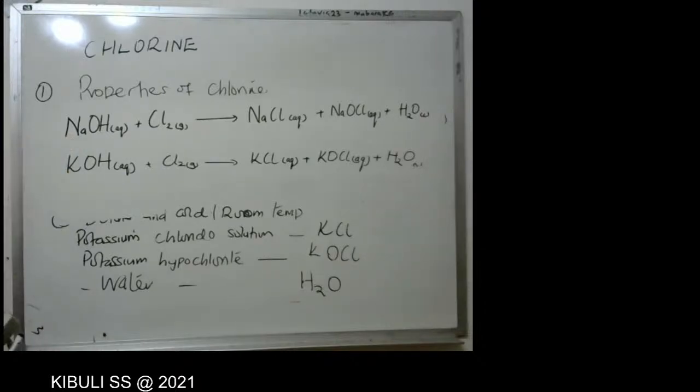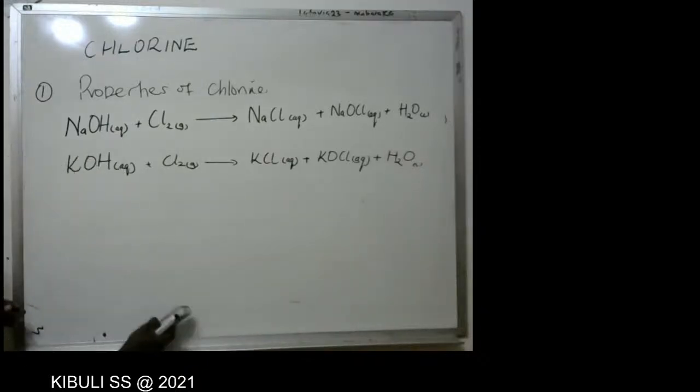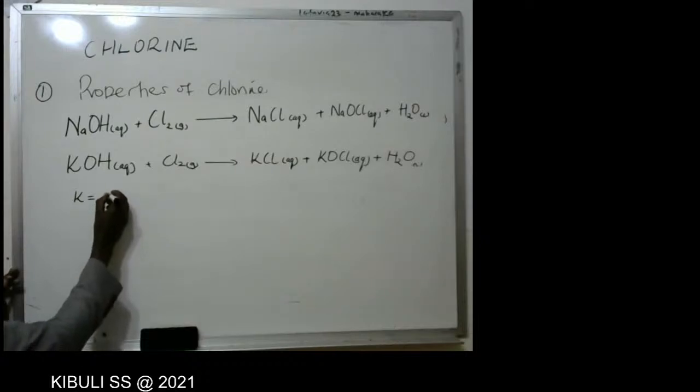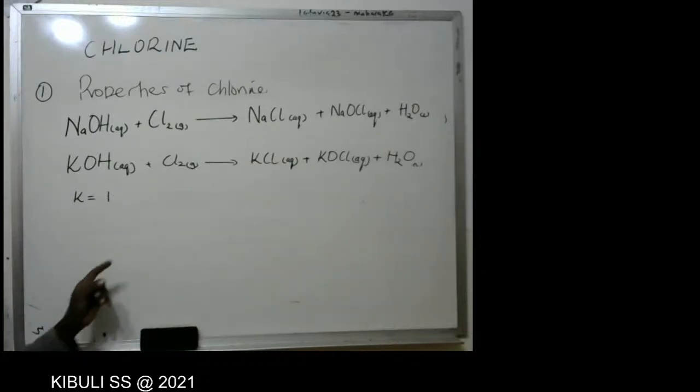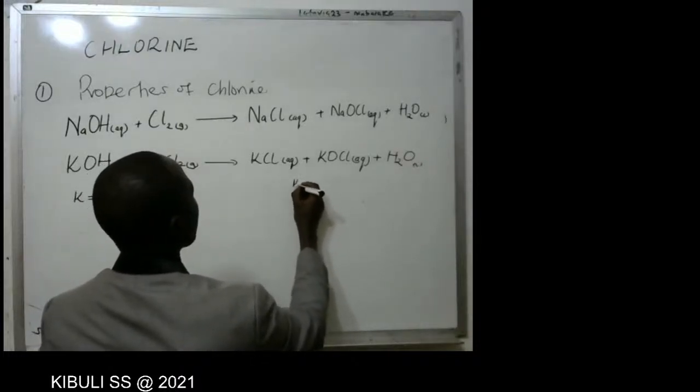Allow me to remove this second equation. Or let us use the second equation. It will help us look at the first one. Let us look at potassiums. How many potassiums are present on this side? Only one. How many potassiums are present on the other side? There are two. So K's are 2.